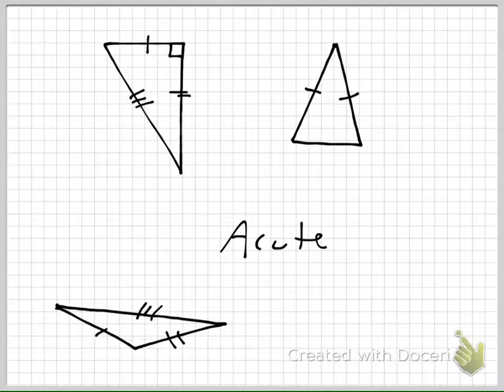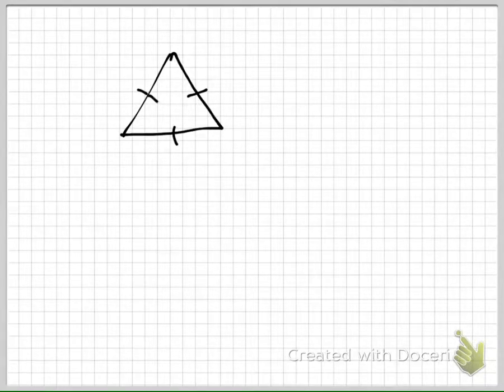Now, why is it that you can never have two obtuse angles in a triangle? Because it wouldn't be a triangle. I'm going to show you the math, okay? What is it called when all three sides are the same? Equilateral, right? If all these angles are equal, I'll tell you right now that in all equilateral triangles, the angles are 60.